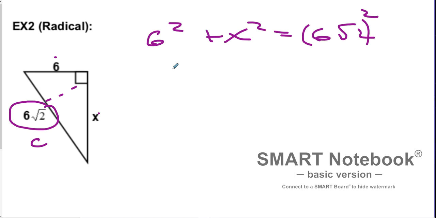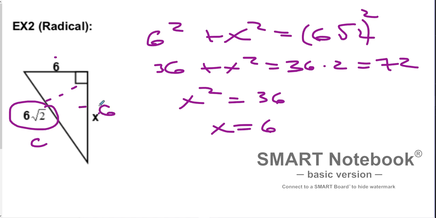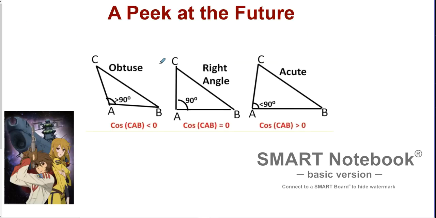Put that in parentheses. So you have 36 plus x squared is equal to 36 times 2. So that's going to be 36 times 2, which is equal to 72. All right. So I'm going to subtract 36, gives me 36, and that's a perfect square. So x is equal to 6, the positive value of the root. So this is actually an isosceles right triangle. It has some special properties to it, but it's not drawn to scale. And very often, math teachers will not draw to scale just to throw you off, to make sure you're using the right definitions. Okay? So that's pretty much how you do it.